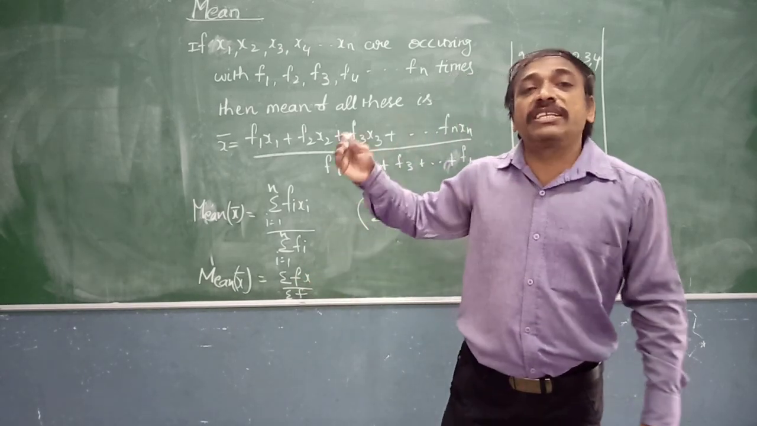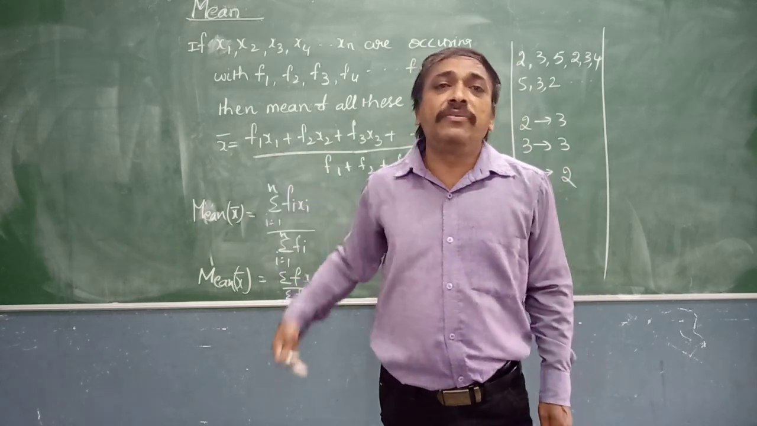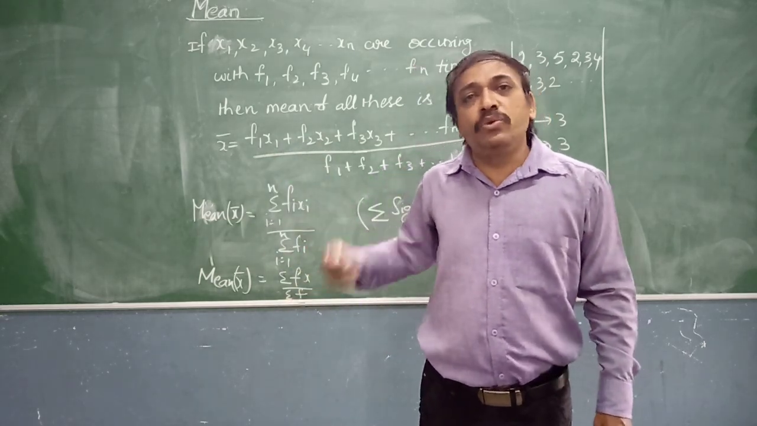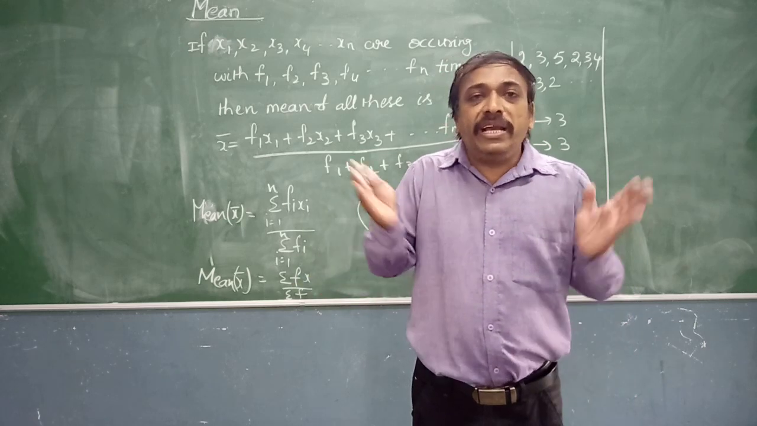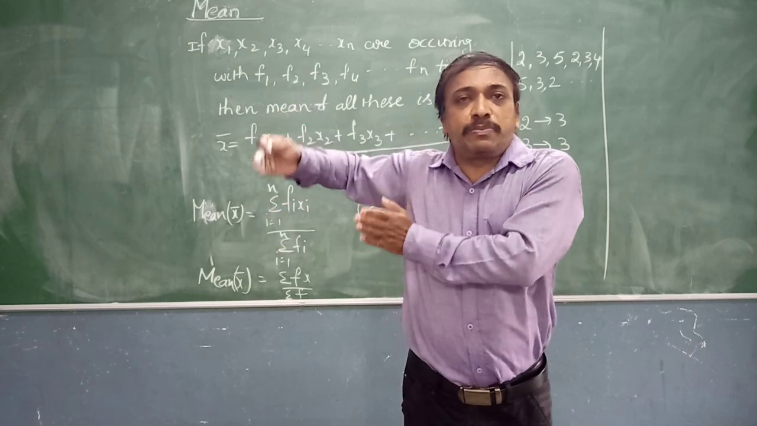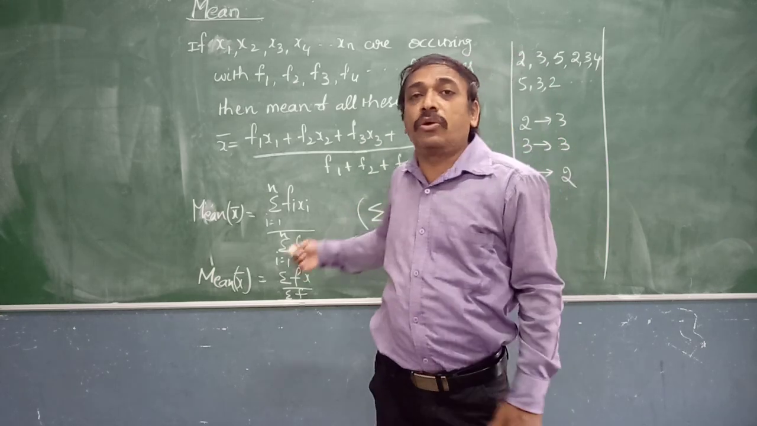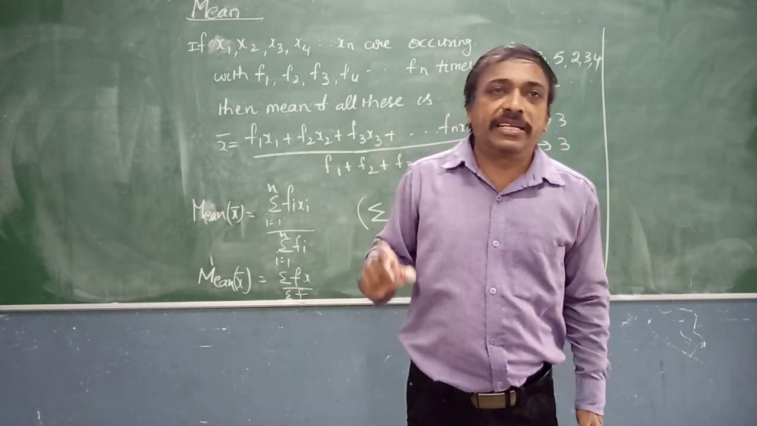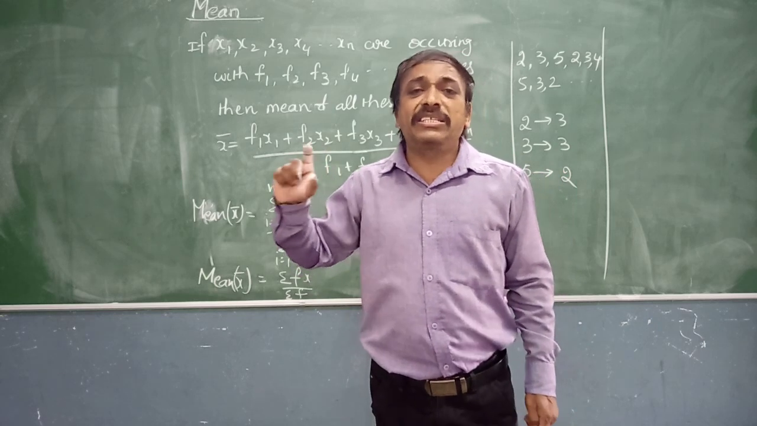When the observations keep repeating many times, this formula can be used, even for grouped data. When we divide grouped data into classes, class intervals, and the corresponding frequencies, that time we use this formula. This is called the direct method, mean by direct method.